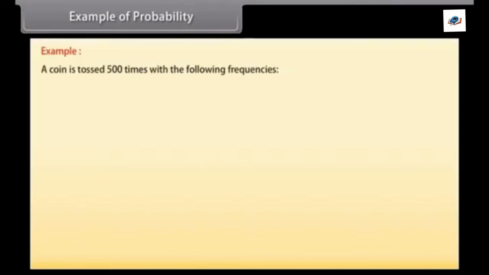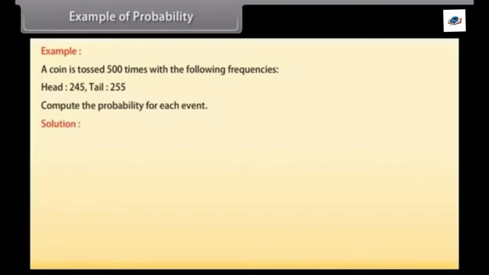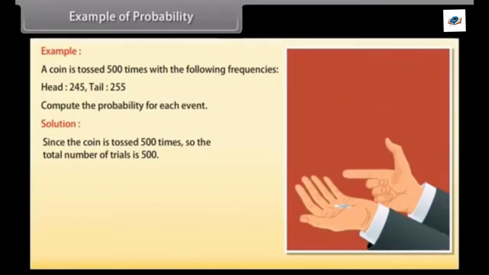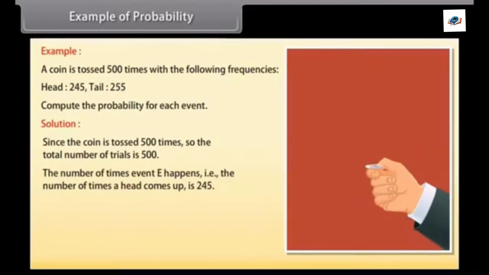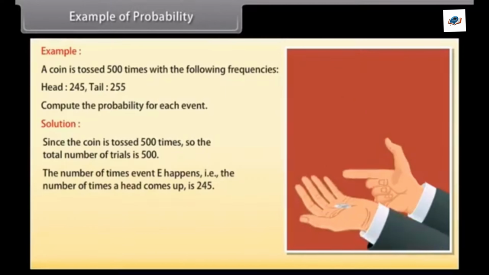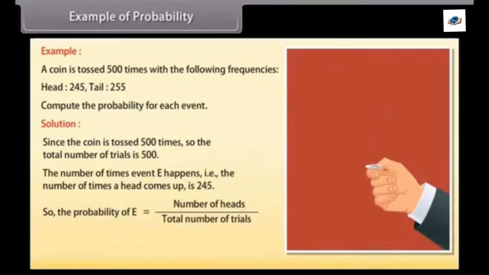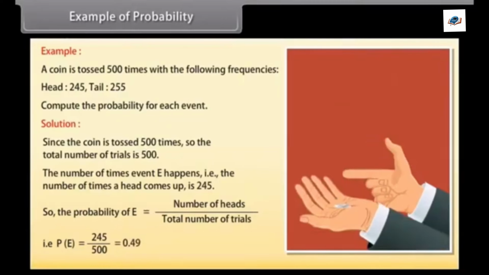Example of probability. Example. A coin is tossed 500 times with the following frequencies. Head 245, tail 255. Compute the probability for each event. Solution. Since the coin is tossed 500 times, the total number of trials is 500. The number of times event E happens, that is, the number of times a head comes up, is 245. So the probability of E is equal to number of heads upon total number of trials, that is, P(E) is equal to 245 upon 500, which is equal to 0.49.